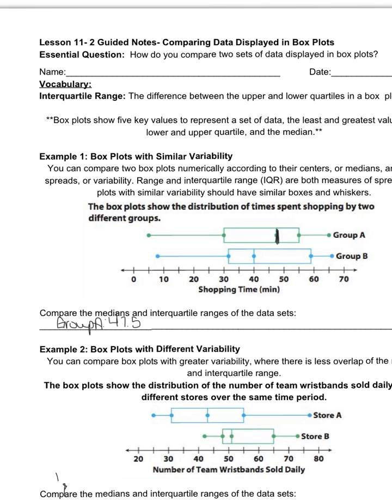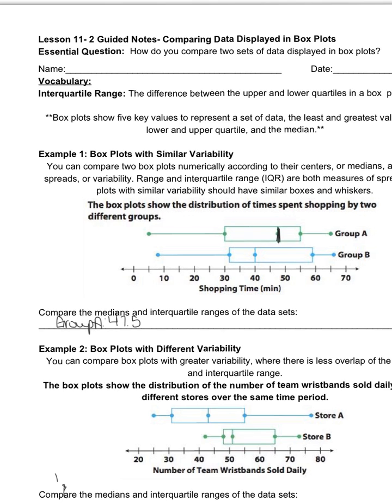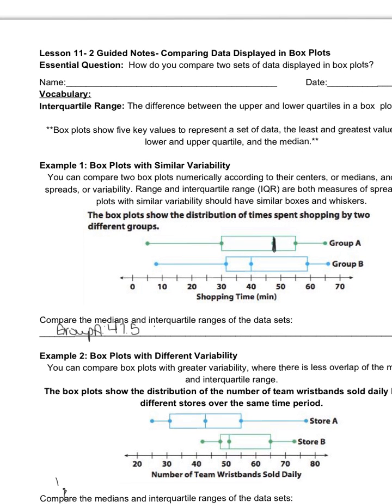And then for Group B, the median is right here, and that's nice and easy to tell. The median is 40. So we can see that Group A has a greater median than Group B.